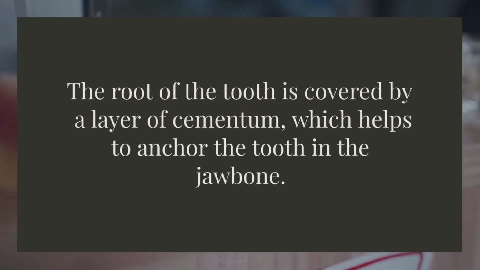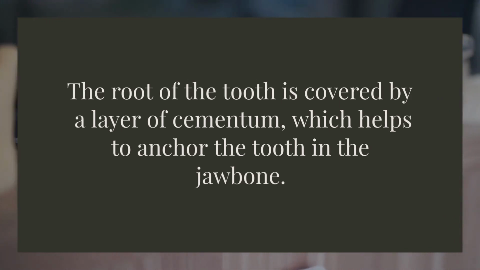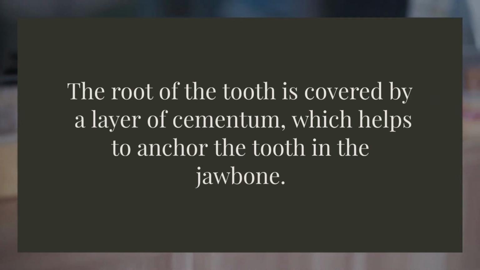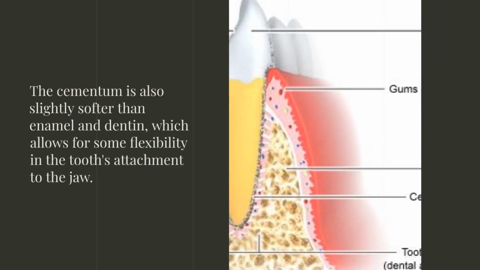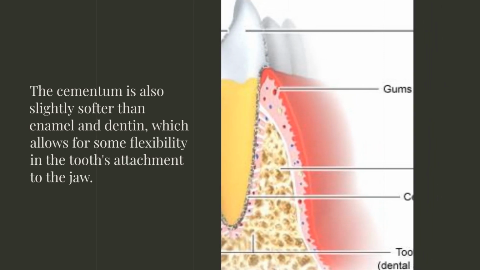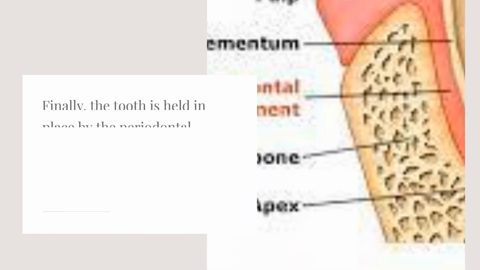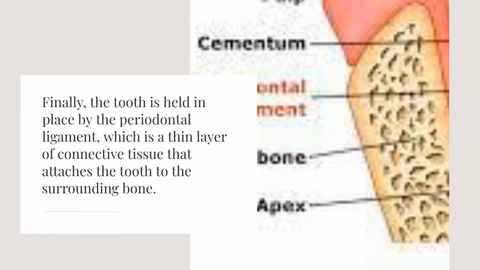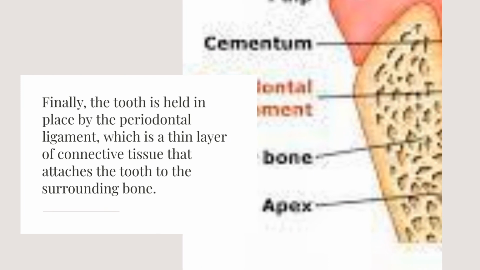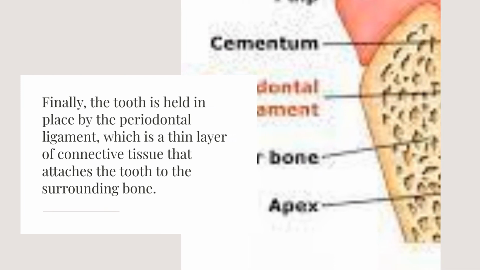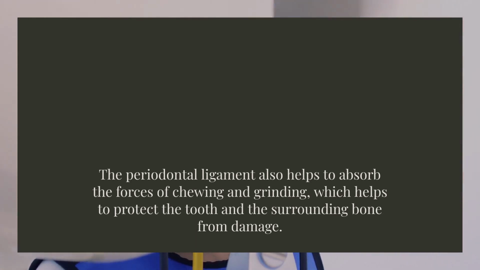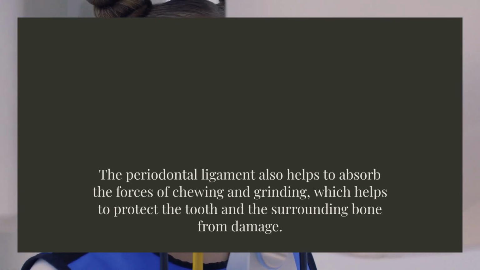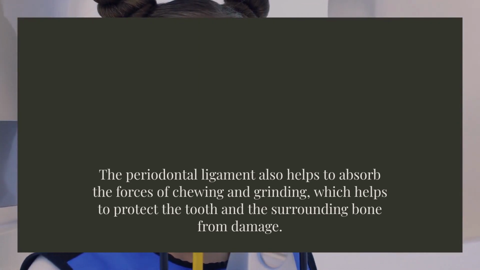The root of the tooth is covered by a layer of cementum, which helps to anchor the tooth in the jawbone. The cementum is also slightly softer than enamel and dentin, which allows for some flexibility in the tooth's attachment to the jaw. Finally, the tooth is held in place by the periodontal ligament, which is a thin layer of connective tissue that attaches the tooth to the surrounding bone. The periodontal ligament also helps to absorb the forces of chewing and grinding, which helps to protect the tooth and the surrounding bone from damage.